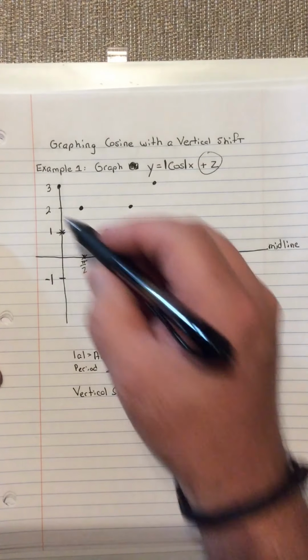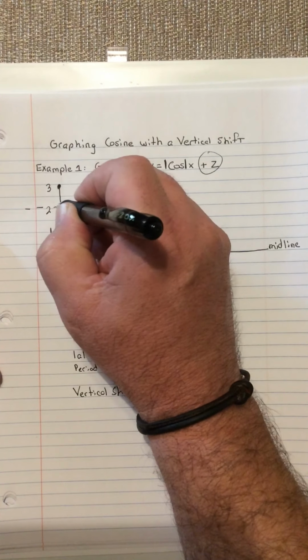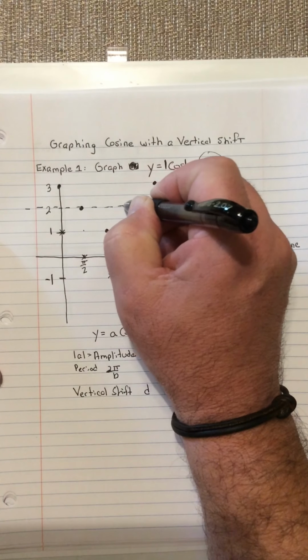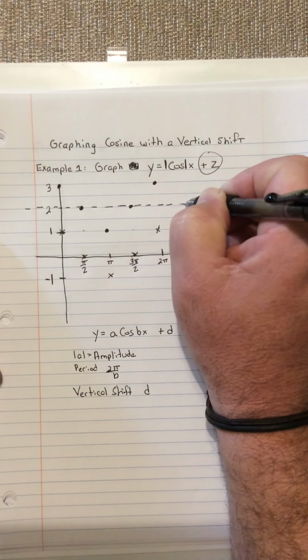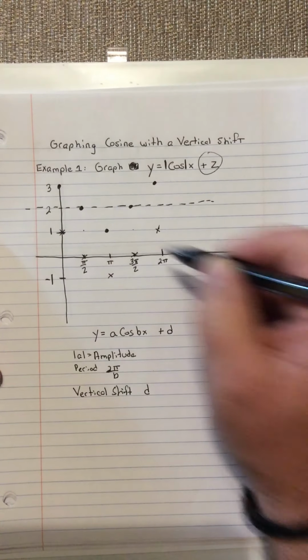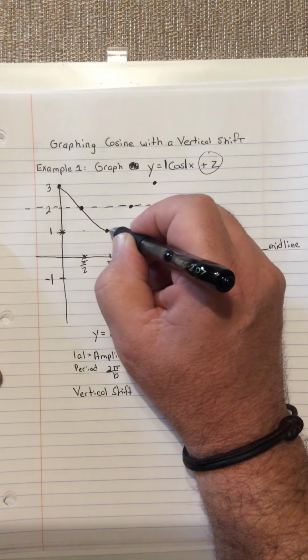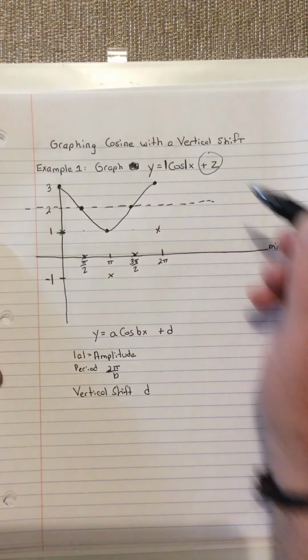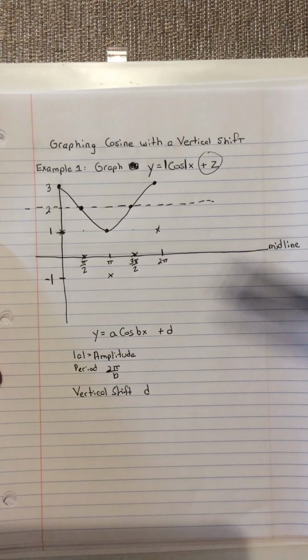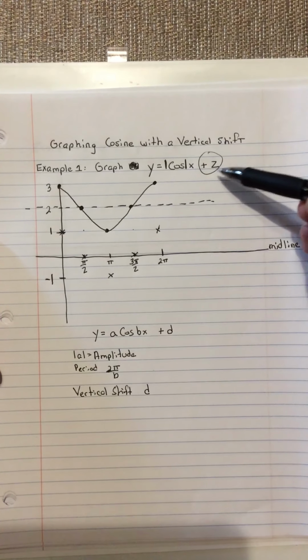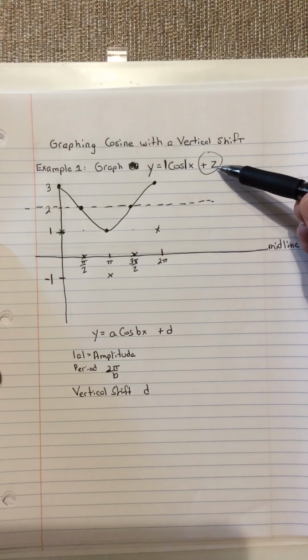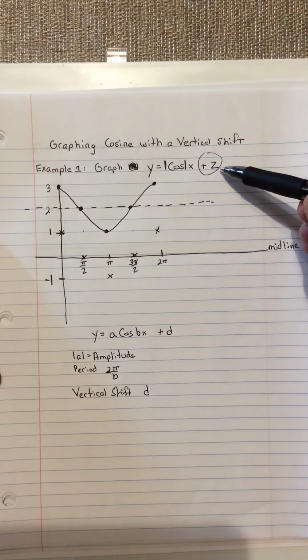And now the midline of my graph got moved up 2 units as well, so it's now at 2. And the cosine curve is the same exact curve that we graphed with the amplitude and the period, except I moved everything up 2 units. So a vertical shift of 2.